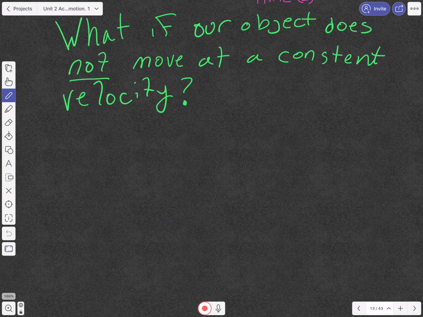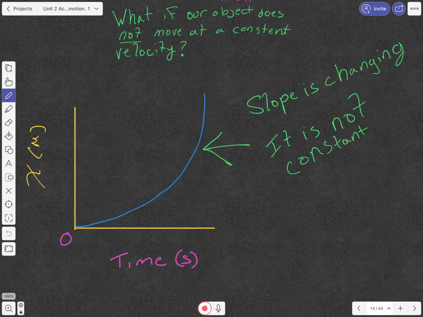So moving on, what if our object is not at a constant velocity? So what if the velocity is changing? What would that look like? So if our velocity is changing, and let's say it's accelerating, you're going to have a position time graph where it is growing faster than the time. So I'll let you copy this down.